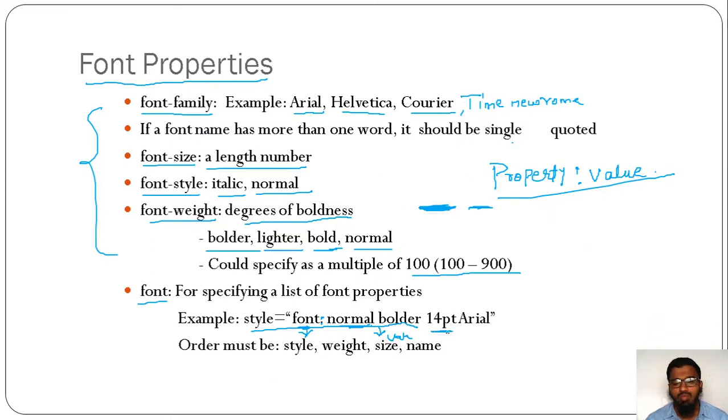What is 14 pt? 14 pt is the font size. And Arial, what is Arial? Arial is a font family, meaning the name of the font. The order must be style, weight, size and name, though it is up to you how you want to order it. So these are some of the properties of font. When we see the practical, then you can easily identify and recognize them.